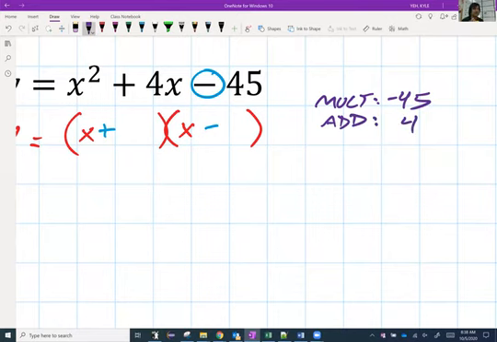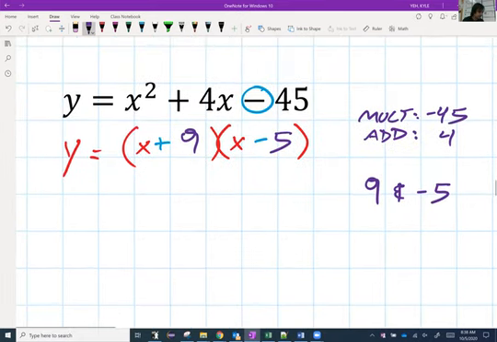So you might have to think about this one for a second, 45 and 1. What about 9 and 5? 9 and 5 sounds promising, except one of them has to be positive, one of them is negative. I think I'm going to make my 9 positive because they need to add to be positive 4. So I want more positives. So 9 plus negative 5 is 4. 9 times negative 5 is negative 45. I'm feeling good about this. So I'll put the 9 with the plus, the 5 with the minus in my binomials.